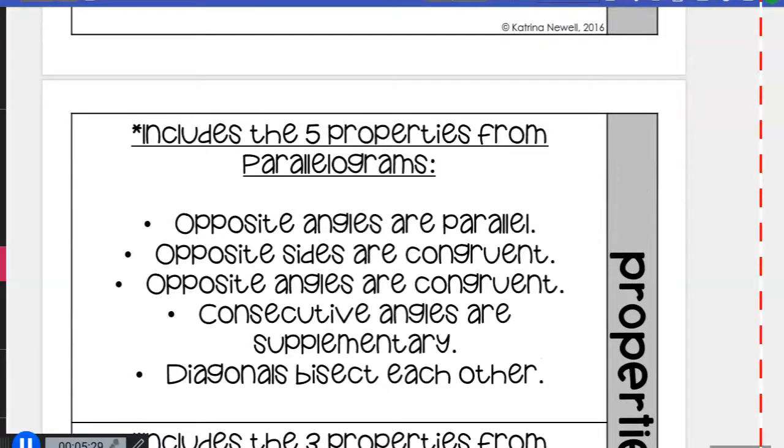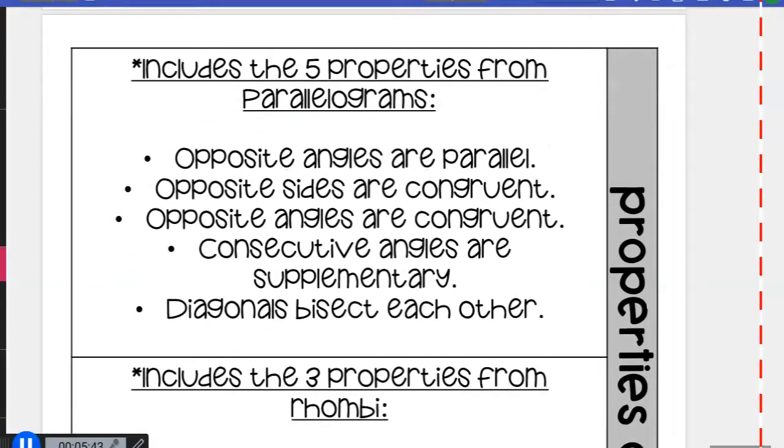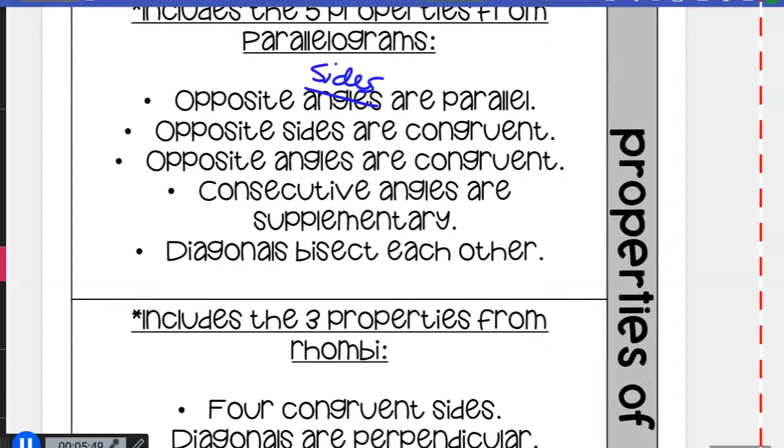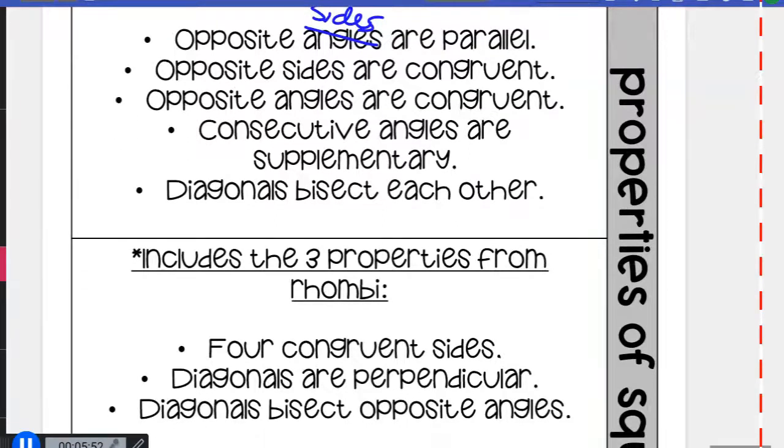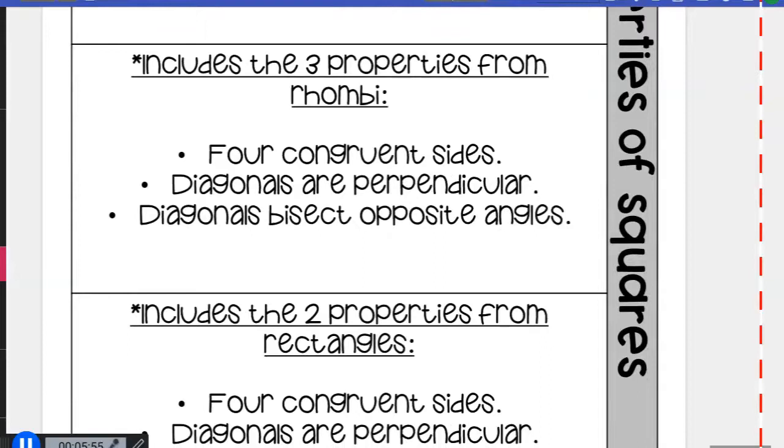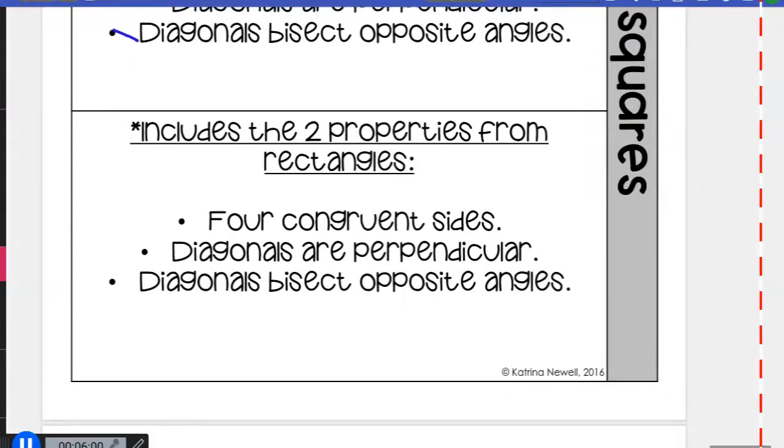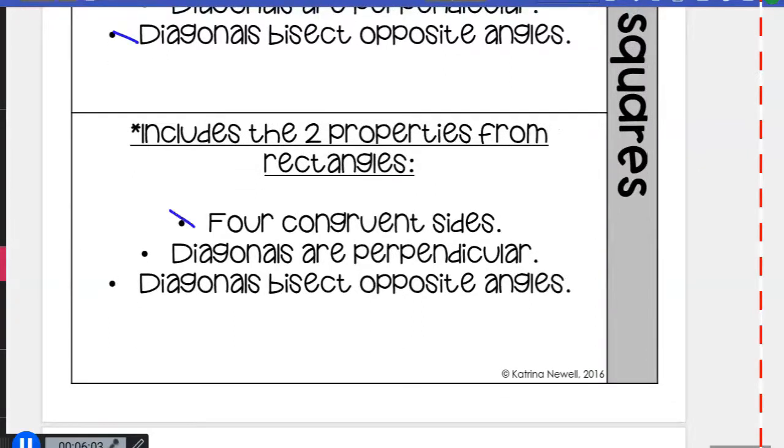And then we have squares, which are parallelograms, they're rectangles, they're rhombi, so they're all of the things. So all of the things apply. Opposite sides are parallel. Opposite sides are congruent. Opposite angles are congruent. Consecutive angles are supplementary. Diagonals bisect each other. Plus all the things about rhombuses: 4 congruent sides, diagonals are perpendicular, diagonals bisect angles. Plus the rectangles: 4 right angles, diagonals are congruent. Did I miss that one? Diagonals bisect opposite angles.